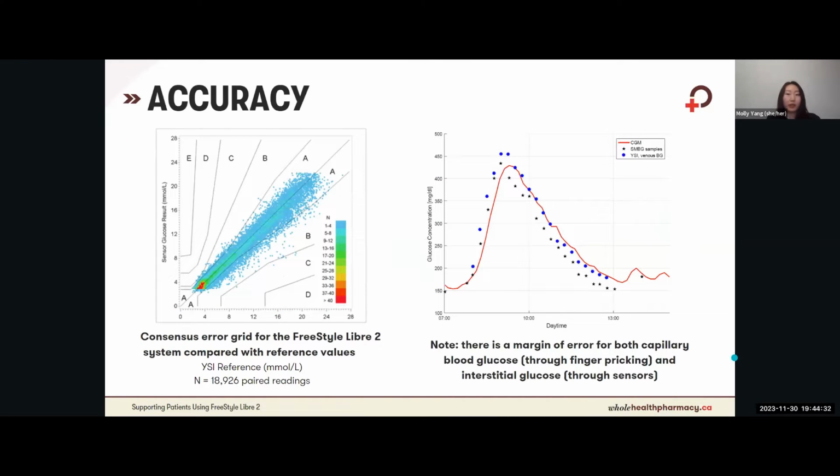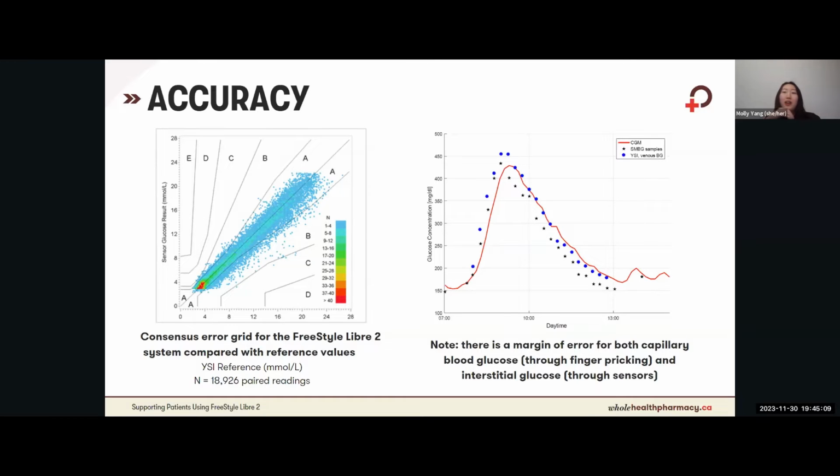Another question that we often get is on accuracy. On the left-hand side of this slide, I've put in the error grid for FreeStyle Libre 2, which compares the sensor readings on the y-axis with true venous blood glucose values on the x-axis. You can see it's almost cylindrical, but kind of cone-shaped. As we get closer to lower blood glucose values, like less than 3.9, accuracy is quite high, with over 98% of these values being within 1.1 millimole of the true value.